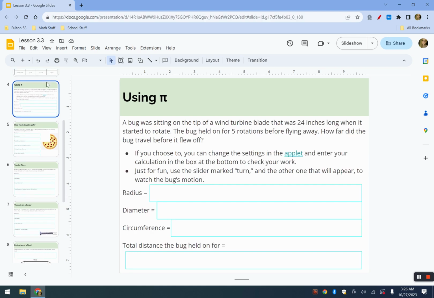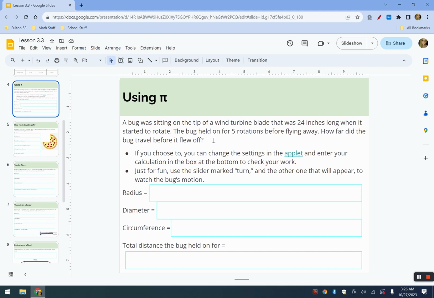So there's a bug sitting on the tip of a wind turbine blade that was 24 inches long, and it started to rotate, so it started to go around in a circle. The bug held on for 5 full rotations, so 5 times around the circle, before flying away. How far did the bug travel before it flew off?